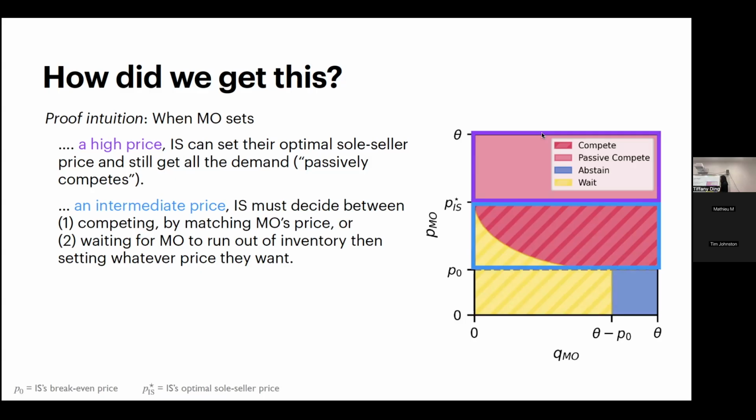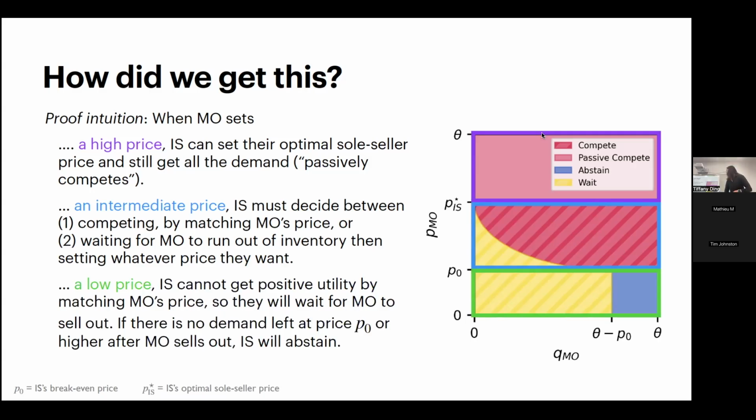This depends on how much inventory the marketplace operator has. And down in this region, since the operator's price is below the independent seller's break-even price, the independent seller can't get positive utility by matching the price, so they have to decide between waiting and, in the case where there's no demand left at a price that the independent seller is willing to sell at, the independent seller abstains.